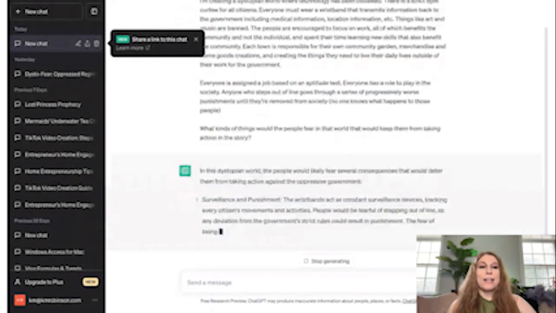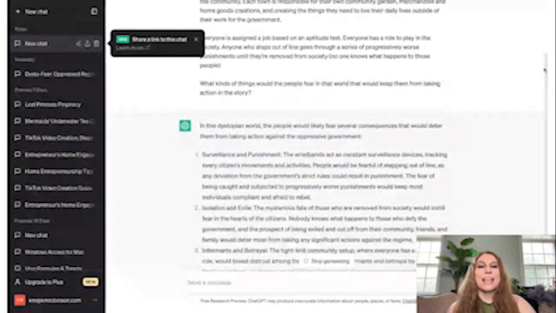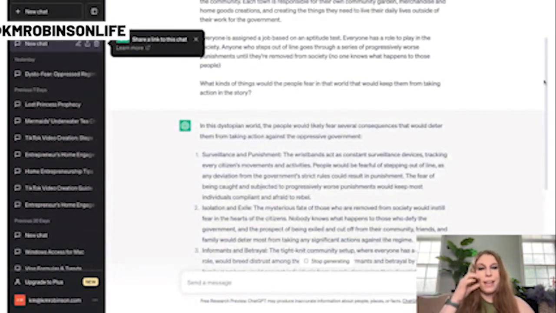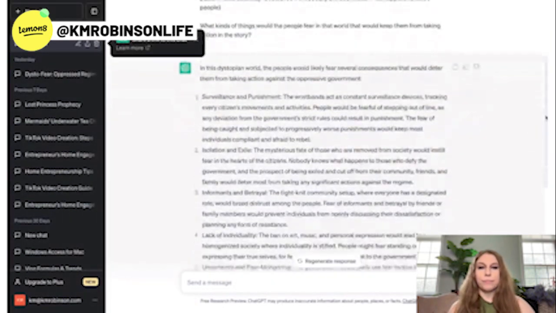So it starts off by saying, and this is going to spit out a lot, so I'm going to move back up a little bit so we can read this. It starts by saying, in this dystopian world, the people would likely fear several consequences that would deter them from taking action against the oppressive government. So it has made that decision for me. It's not about necessarily escaping or getting out. It is about taking action against the oppressive government.